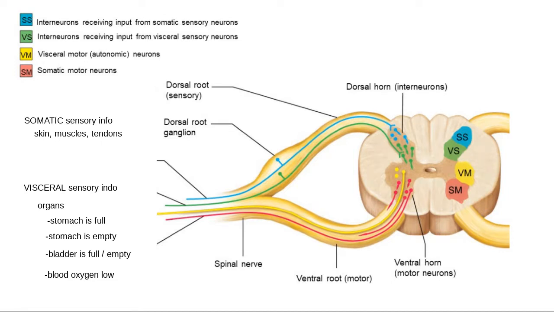Sensory neurons do not live in the spinal cord. You should never tell me a location in the spinal cord for those neurons. The only kind of neurons that live in the dorsal horn are interneurons. Interneurons, my processors.